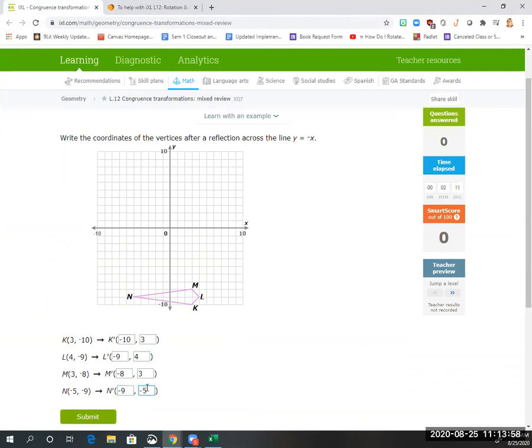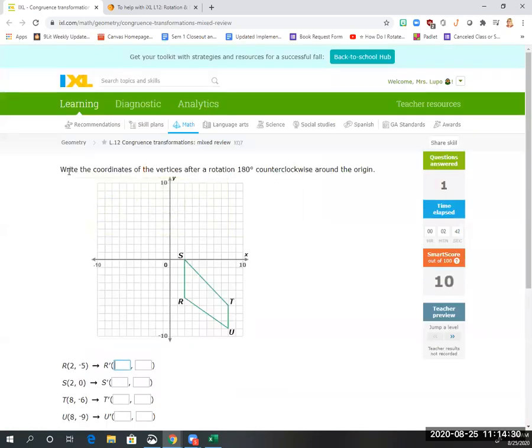So let me see. Okay, and so now I need to negate them. So I'm going to change the sign. So this negative 10 is going to be positive. This positive 3 is going to be negative. This negative 9 is going to be positive. This positive 4 is going to be negative. This negative is going to be positive. This positive is going to be negative. This negative is going to be positive. This negative is going to be positive. So that is reflecting across the line y equals negative x.